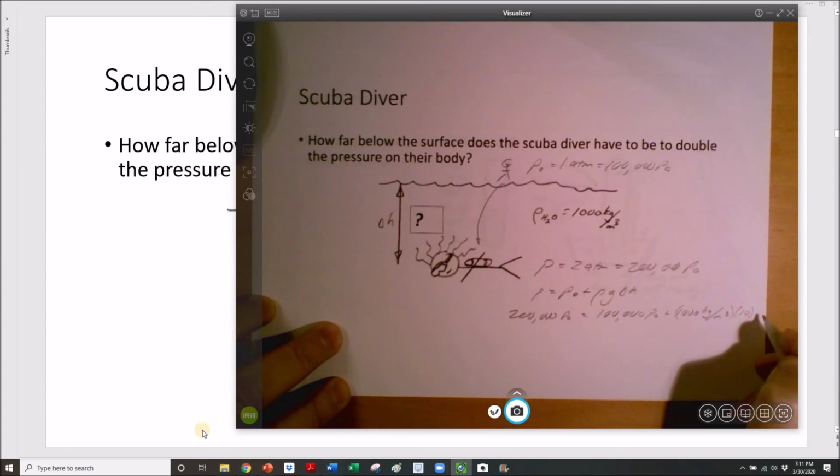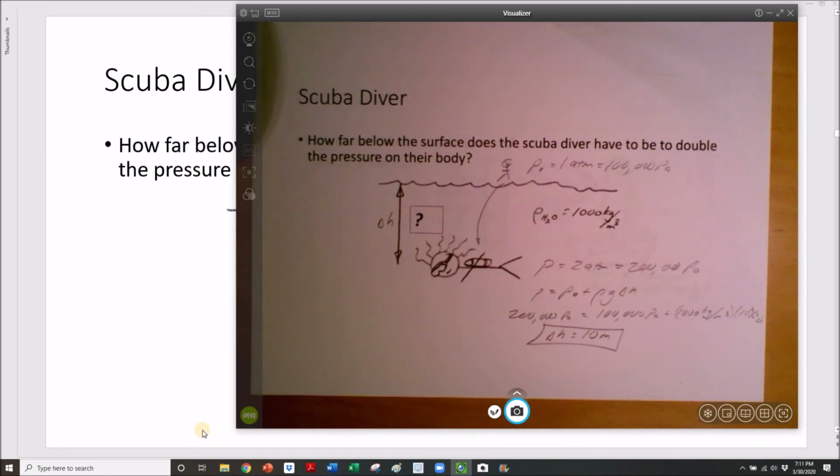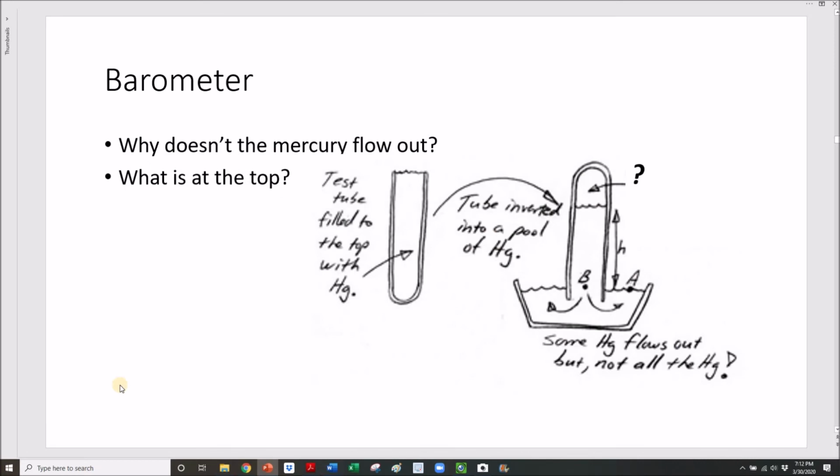I'm just going to use 10 to make the math simpler. Meters per second squared times, and I'm out of room, delta H. So if I subtract and divide, I get a delta H of approximately 10 meters deep. It's about 30 feet. So if you dive down 30 feet in water, you'll have 2 atmospheres of pressure on your body. Okay, let's talk a little bit about barometers.